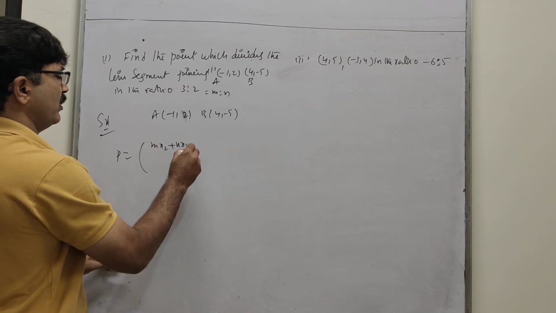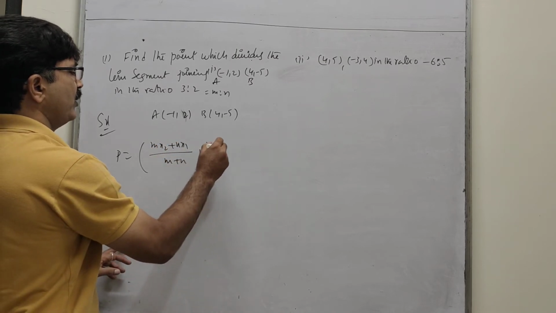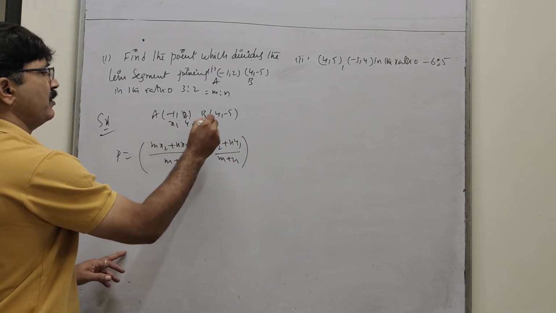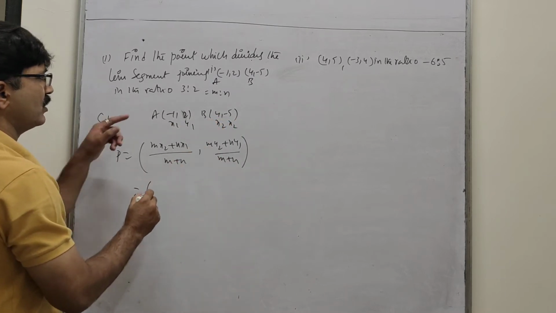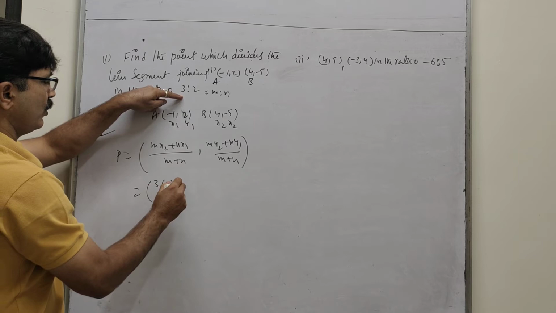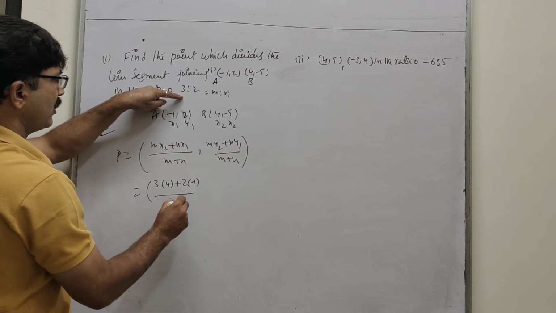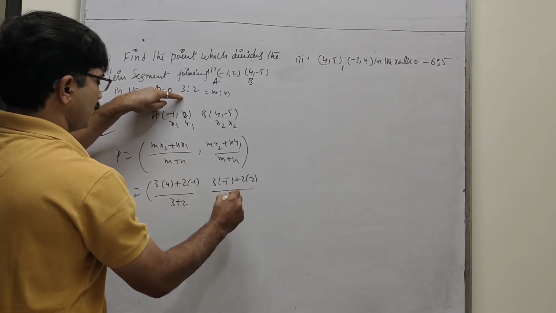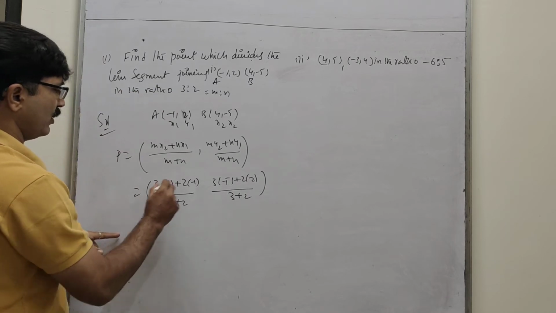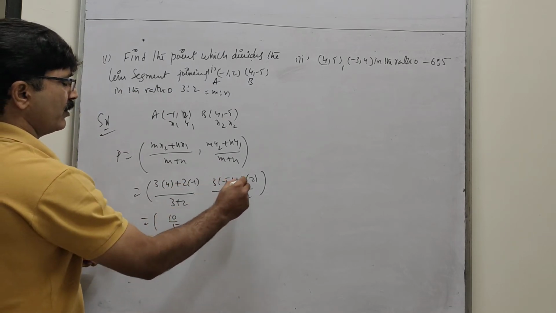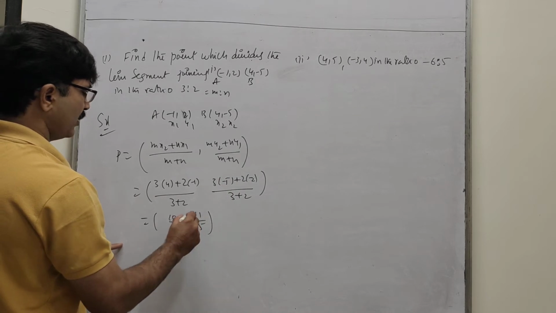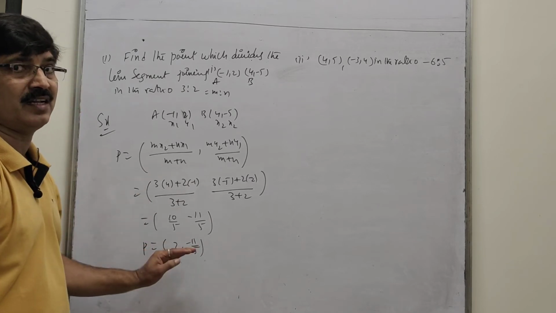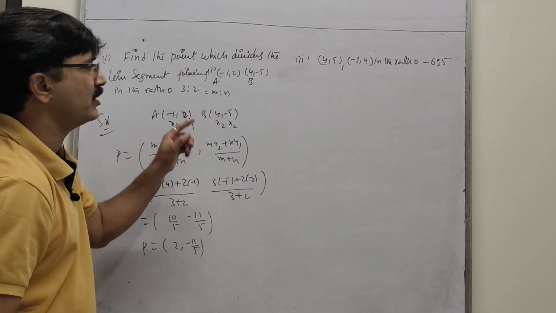(mx2 plus nx1) by (m plus n), (my2 plus ny1) by (m plus n). This is your x1 y1, this is your x2 y2. Just substitute the constant values: 3 into 4 plus 2 into minus 1 over 3 plus 2, 3 into minus 5 plus 2 into 2 over 3 plus 2. Finally 12 minus 2, 10 by 5, and here 15 minus 4, 11 by 5, but it is negative. So the answer is 2 comma minus 11 by 5. This is internal: internally this point divides AB in the ratio 3:2.